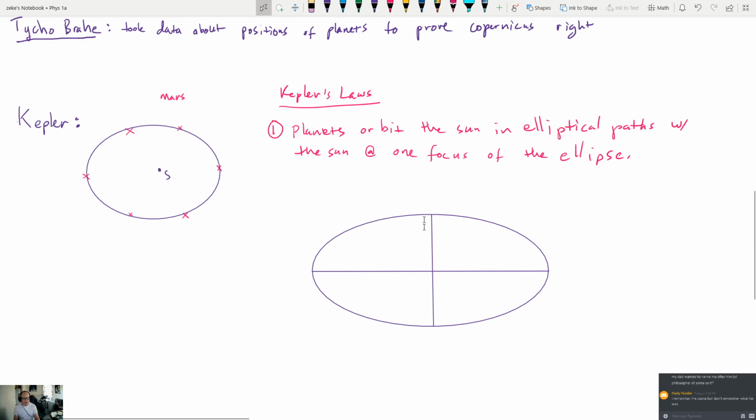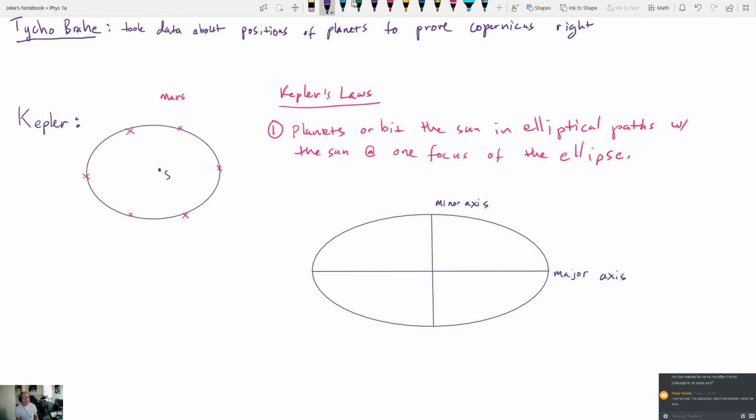An ellipse is basically like a circle that you've stretched in one direction. A circle would have this line as its diameter, and this would be the other diameter, and they'd be equal to each other. In an ellipse, these lines are not equal to each other. We call this one the minor axis because it's short, and we call this one the major axis because it's long.